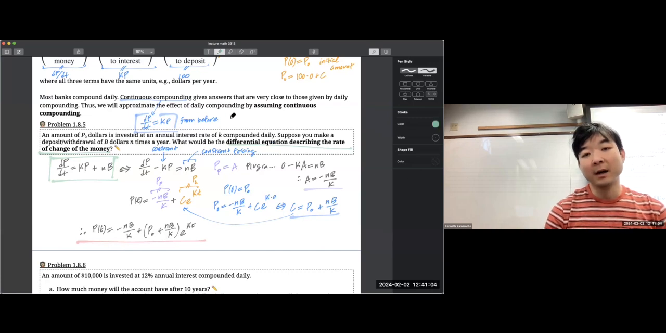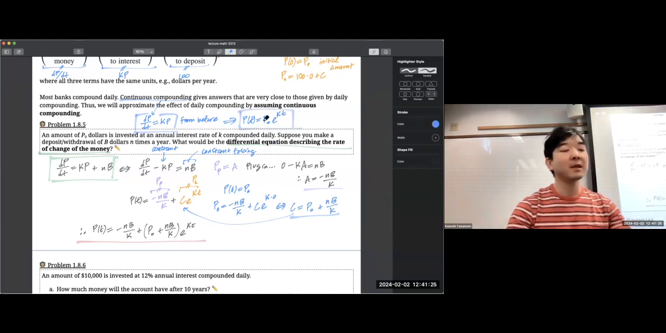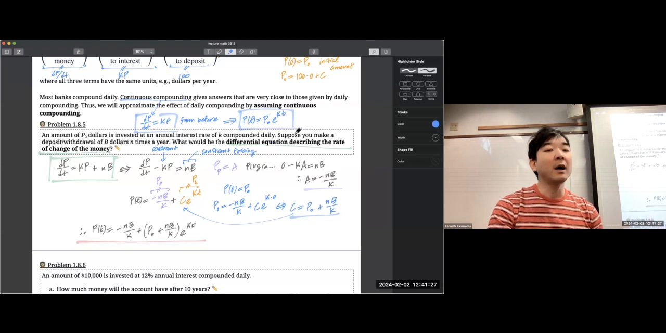Before we had this differential equation, and that differential equation ended up giving you P of T is equal to C, or I guess with the initial condition, P naught e to the KT. So this is what we had before. This was if you had no deposits or withdrawals being made throughout the year. It was just this. But if you are going to put money into it or withdraw money out of it, then the model becomes this.